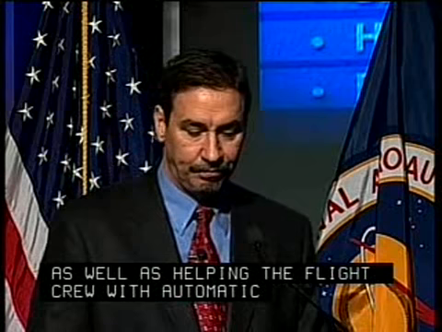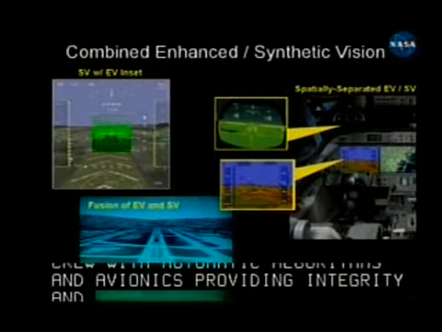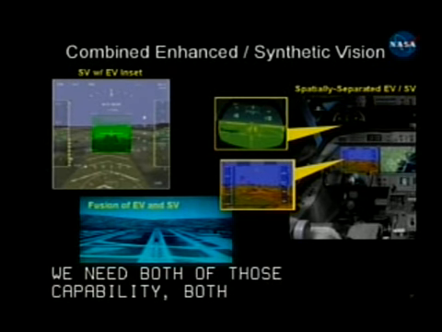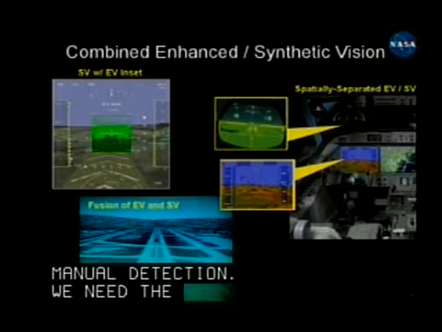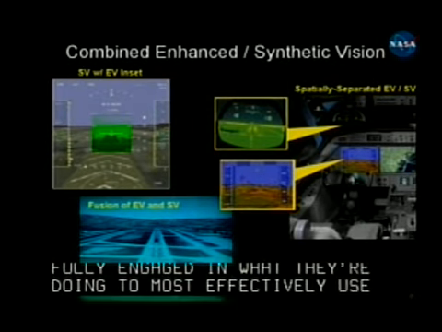Next slide, please. So again, we need both of those capabilities, both automatic and manual detection. We need the flight crew to be fully engaged in what they're doing to most effectively use all the information. Many ways we can do that. We've got a slew of research that are looking at the different ways.